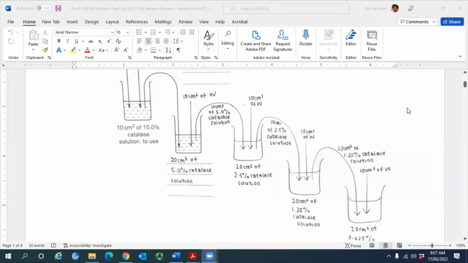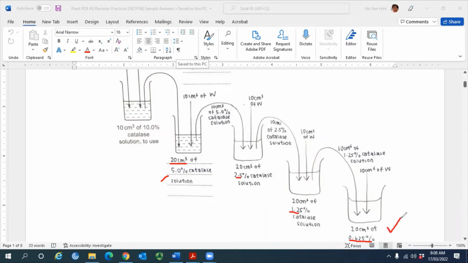So you need to draw the dilution method, right? Okay, so therefore there are 3 marks given. First mark is you indicate the concentration correctly, okay, and the volume that you have prepared correctly. So 20 cm³ of 5%, 2.5, 1.25, and 0.625.